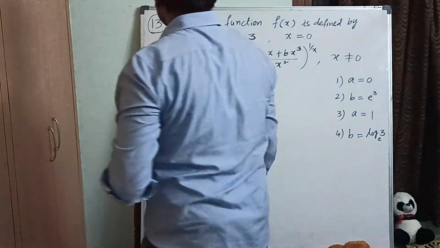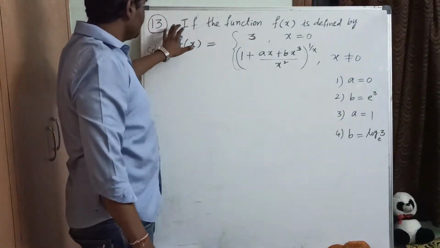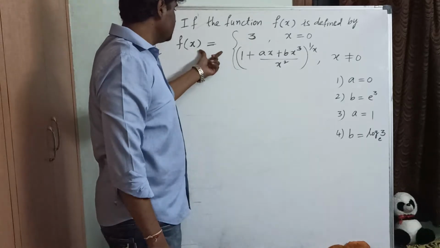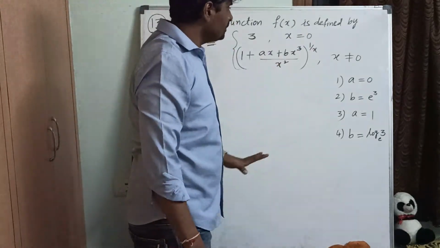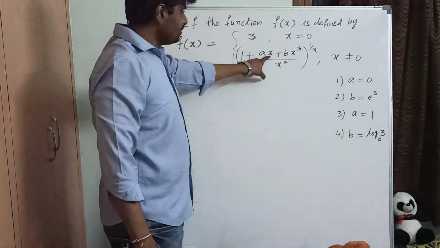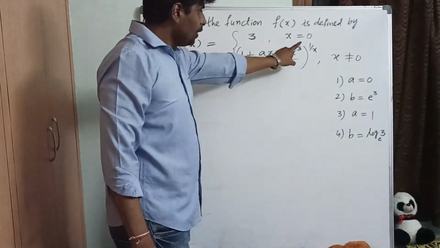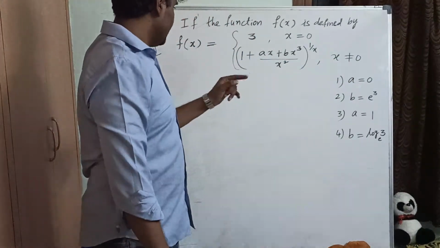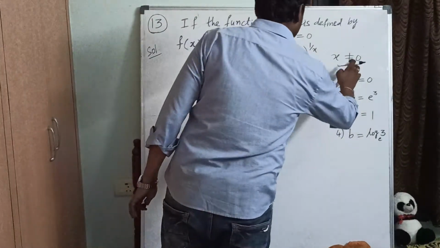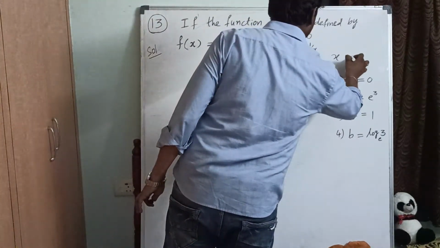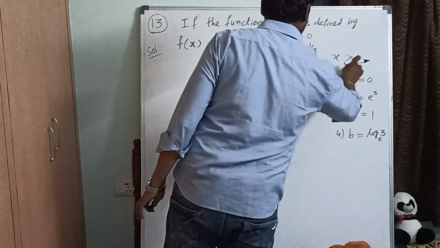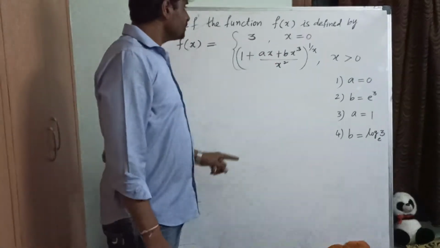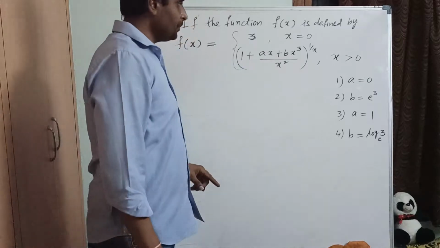Now, just have a look at this question number 13. If the function f of x is defined by f of x equals 3 at x equal to 0, and (1 plus ax plus bx cube) by x square, whole power 1 by x for x not equal to 0. See here, for x not equal to 0, it was given, sorry, here x greater than 0 given, right? So 3 at x equal to 0 and this function given for x greater than 0, right?